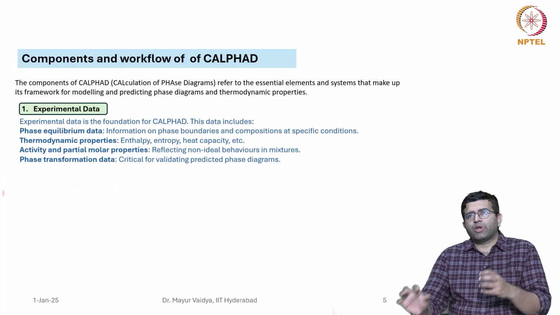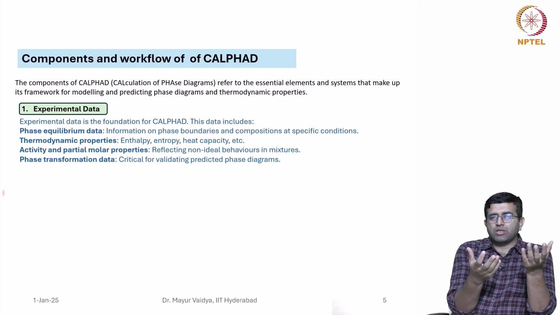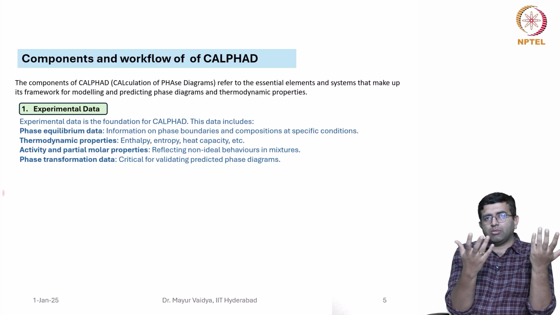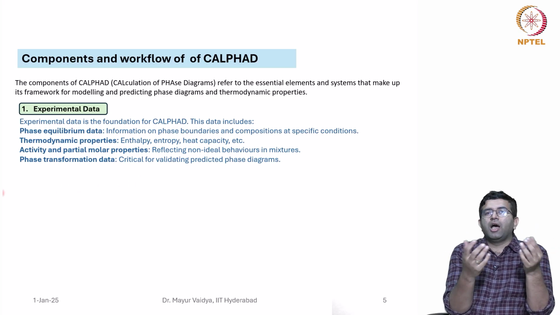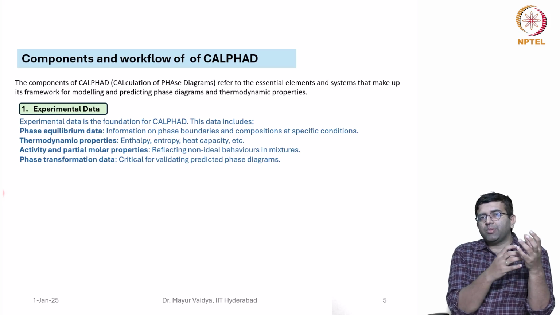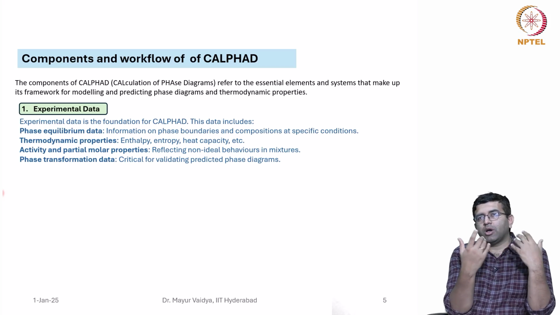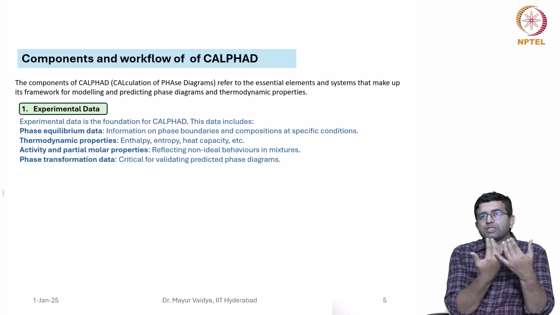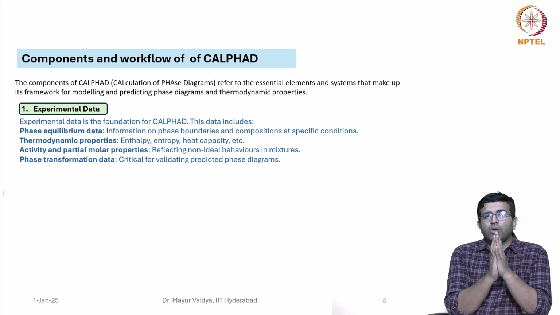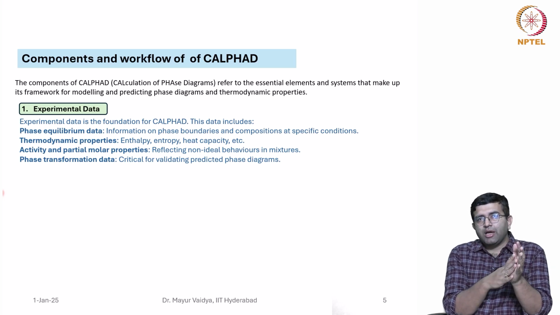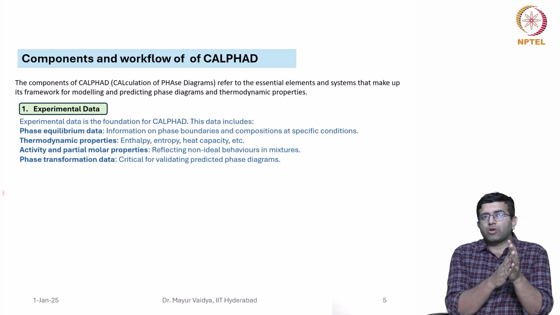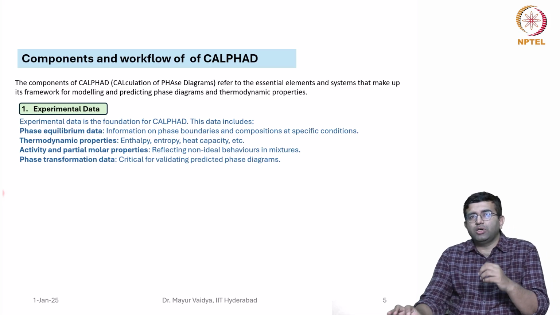For example, if you have a completely unknown system and you want to predict, then it is very challenging. Whereas, when you have certain data that is already available, that can form the foundation for, let's say, generating the rest of the data pertaining to that system. So, experimental data is a very crucial component of CALPHAD. It is the foundation for CALPHAD.